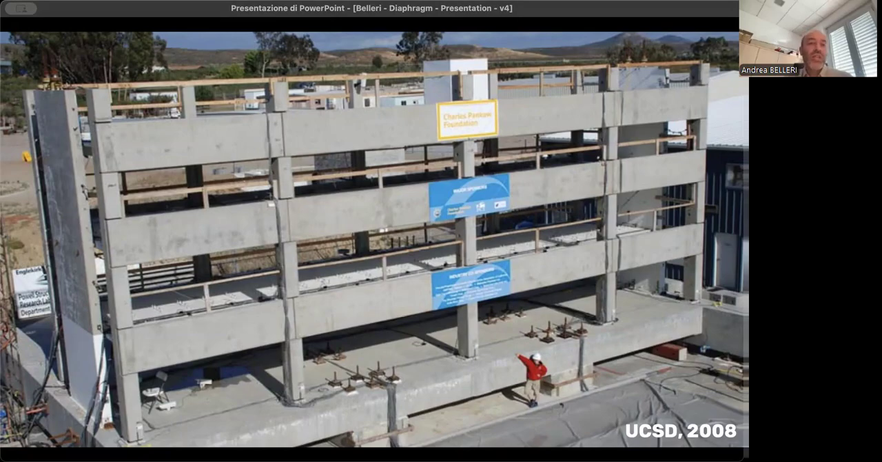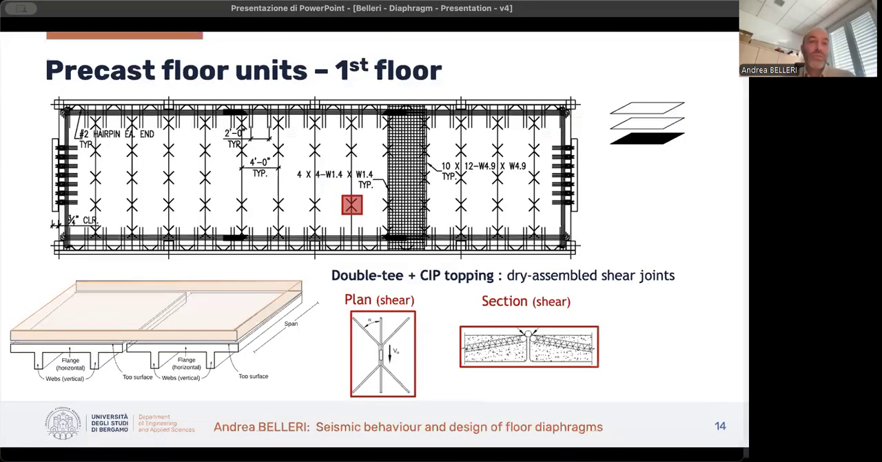Basically, it is a three-story half-scale precast reinforced concrete building resembling a parking garage with 3 stories made with different types of units and only shear walls at the edges of this system. Shear walls behaving as rocking walls.